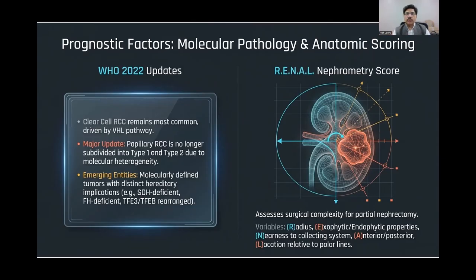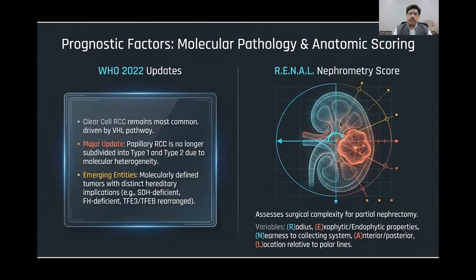Now you must go and do this renal scoring. What is renal scoring for nephrectomy? Assessing the surgical complexity for a partial nephrectomy. I use the RENAL score. What is the RENAL score? R is the radius of the tumor, 4 centimeters or more than 4 centimeters, like that. E is exophytic or endophytic properties. N is nearness to the collecting system. A is anterior tumor or posterior tumor. L is the location relative to the pole.